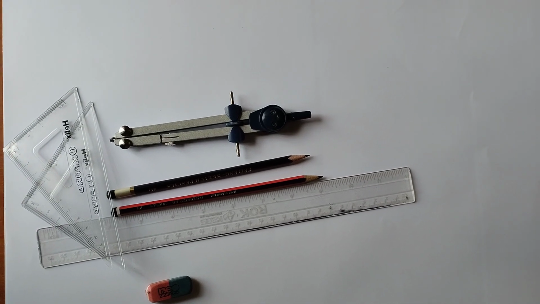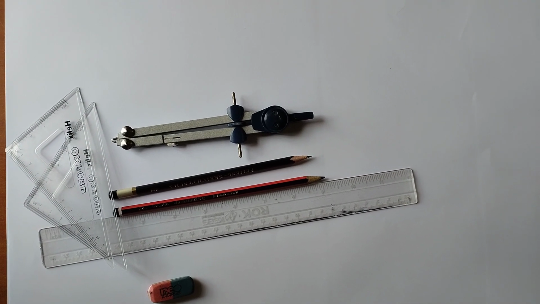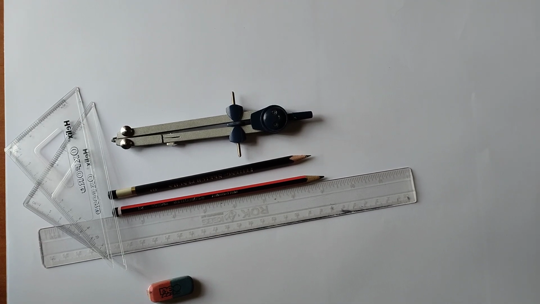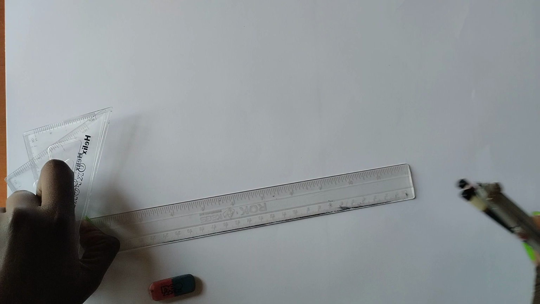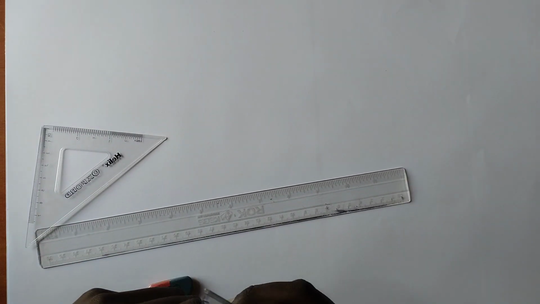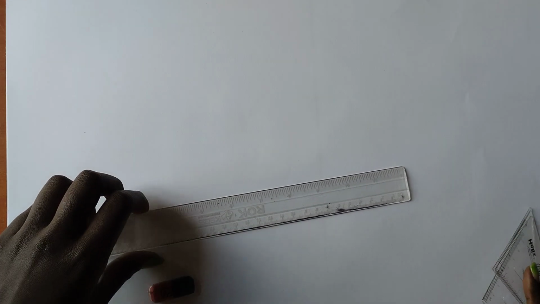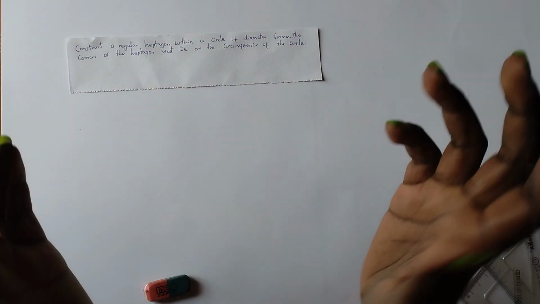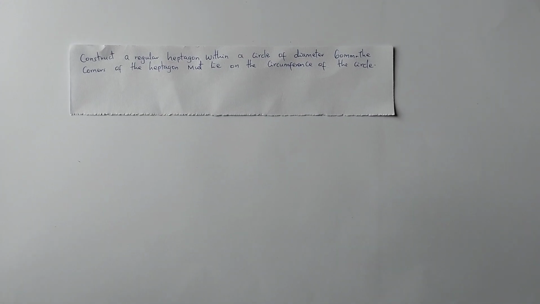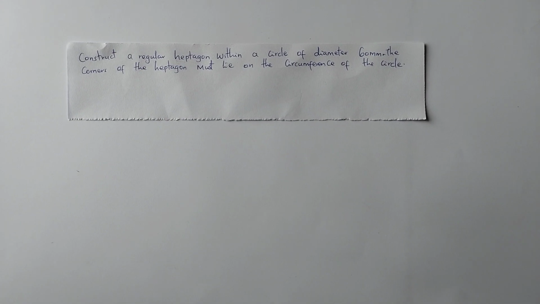Today we are going to learn how to construct a regular polygon. I'll have a question to help us do our construction and see how we construct different polygons. I'm going to do one method, that is construction of a polygon when you are given the diameter of a circle. Or in other words, you might as well be given the radius and you're supposed to bring up the polygon.